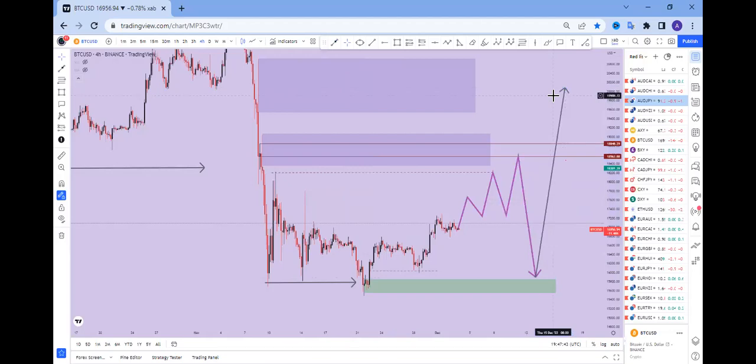Is that clear, guys? Yes, of course. Of course, this manipulation grabbed liquidity from these two lows. It took out liquidity from these two lows. So have you guys learned something tonight? Yes, sir. This is on the 4 hours time frame. This is on the 4 hours time frame.